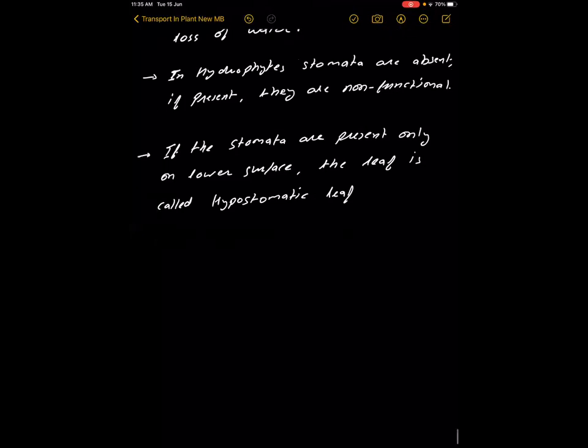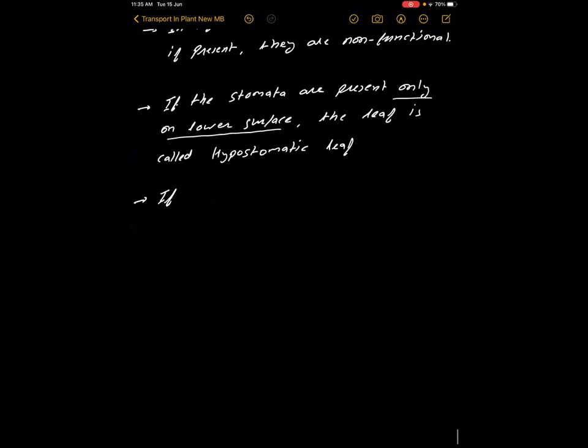The stomata are present only on the lower surface, not in less quantity. So this is not related with number, it is related with presence. If they are present only on the lower surface, it is hypostomatic.